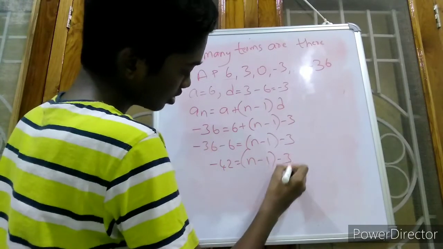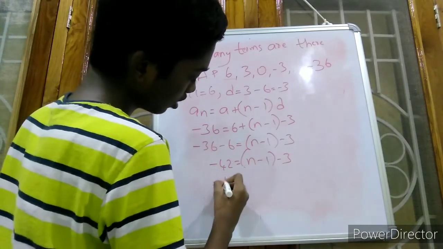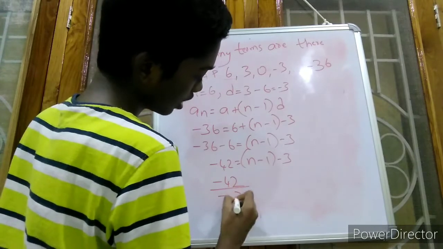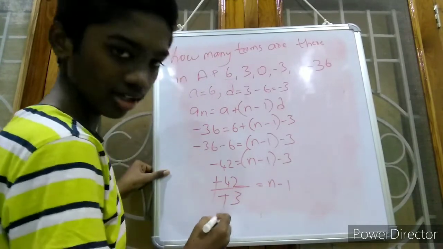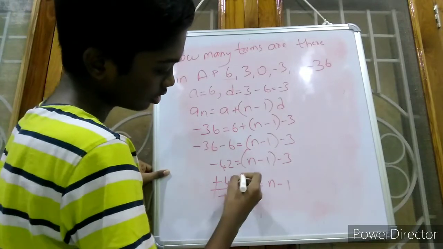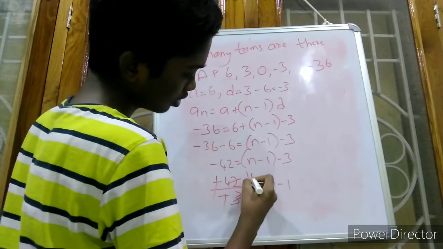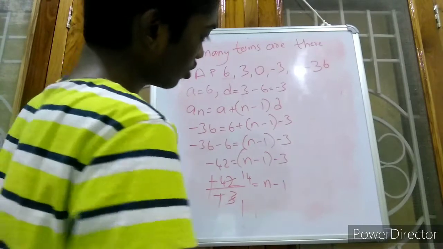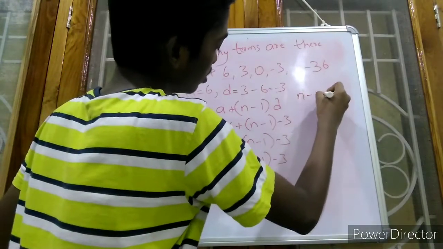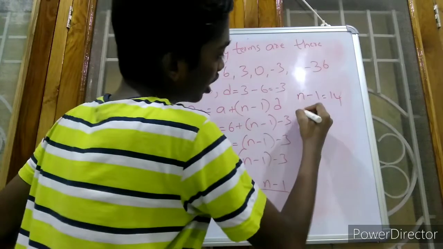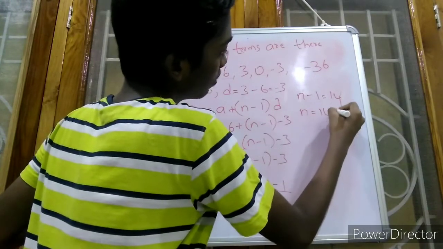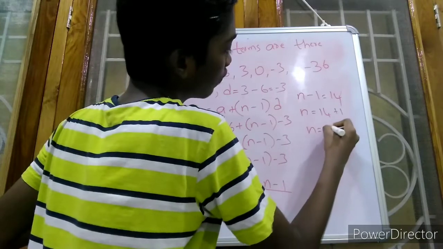So minus 3 is transposed to the left hand side. Minus 42 by minus 3 is equal to n minus 1. Minus minus gets cancelled. 3 times 14 is 42. So we got n minus 1 is equal to 14. n is equal to 14 plus 1. n is equal to 15.